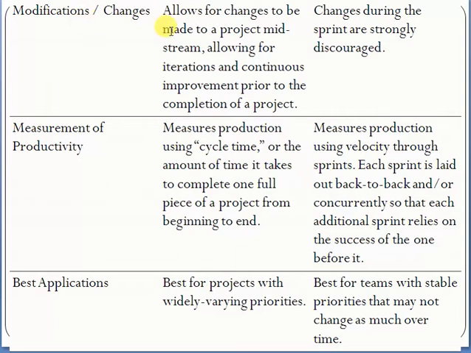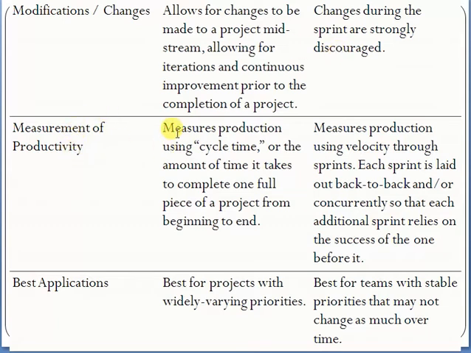Modification and change request. Kanban allows for changes to be made to a project midstream, allowing for iteration and continuous improvement. Changes during the sprints are strongly discouraged. So, friends, in Kanban, during the implementation, we can accept the changes. However, in Scrum, changes during the sprint are strongly discouraged and, you can say, they are not allowed.